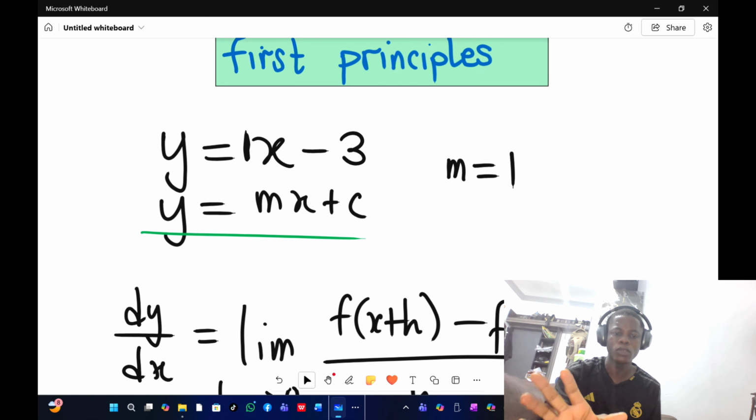But you can use the comparison approach. When you are comparing, it means you are dealing with a linear function. But when it comes to quadratic, you cannot compare. That one, you have to use the first principles approach when you have to use it. Unless you use a different method, maybe the power rule, and you will be able to get the derivative.